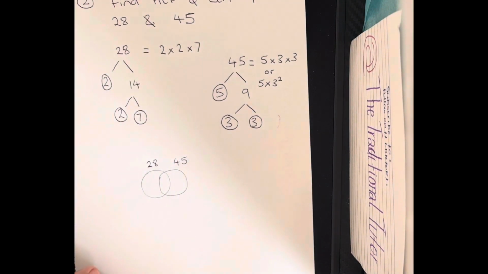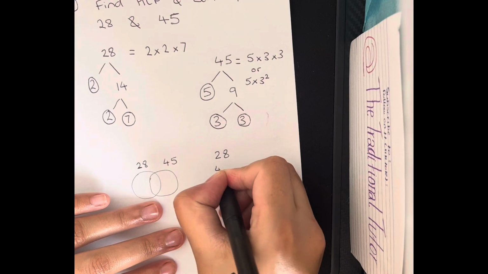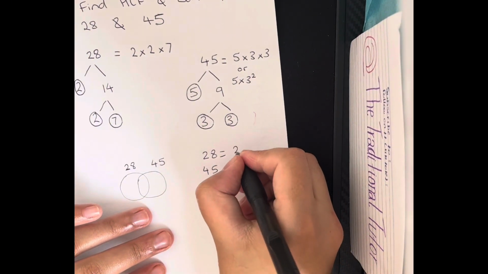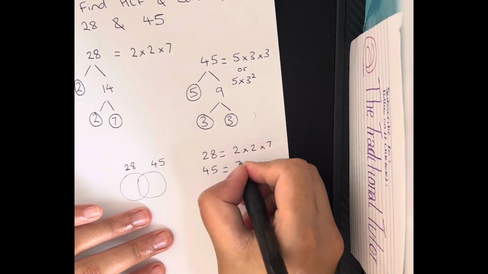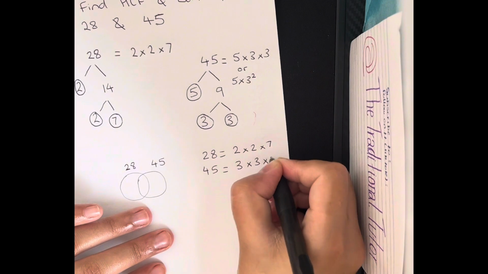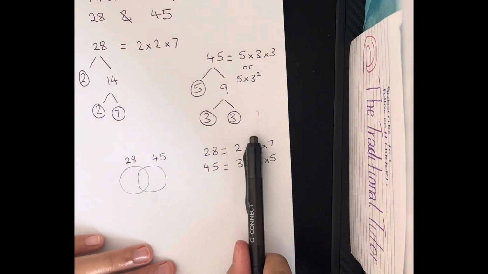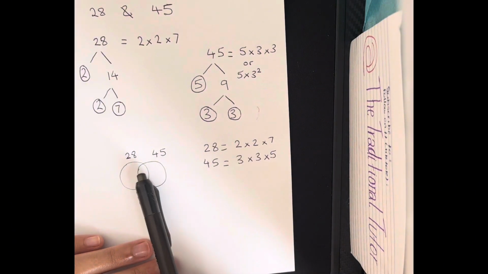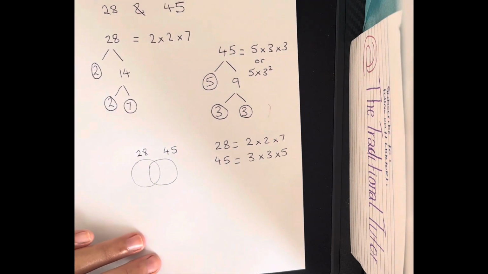But before we do that, I'll just go ahead and rewrite 28 and 45's prime factors so we can check what's common in both. So we've got 2 times 2 times 7, and then for 45 I've got 3 times 3 times 5. Okay, and if we take a look at the two sets of prime factors, I can see there's nothing common, so I can't put anything in the center or the intersection of my Venn diagram.